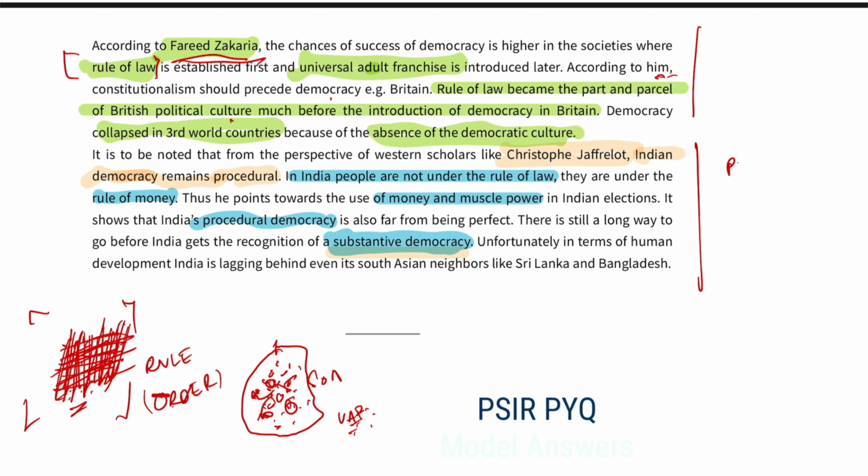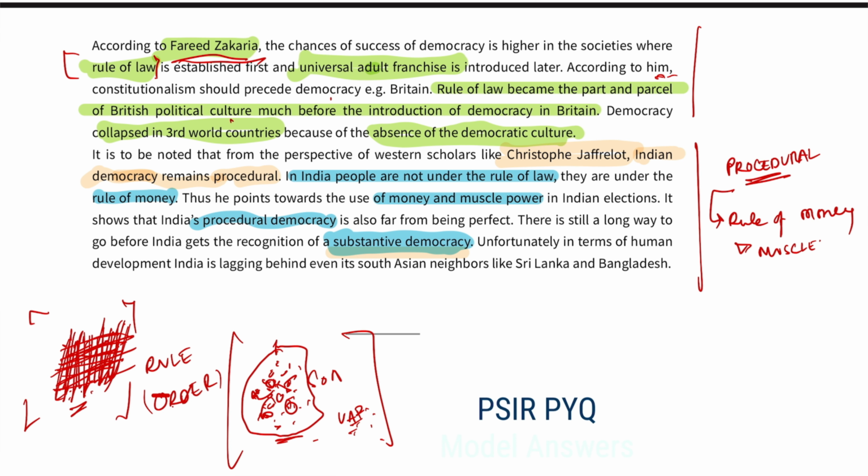So India is a procedural democracy, not a substantive democracy, because rule of money and muscle, not rule of law, is what is established here. That's why the elections happen like this. Otherwise, we would have seen the better kind of elections, I guess, in substantive democracy, where there's a better sense of the prevalence of justice, the idea of justice. This is a better one.